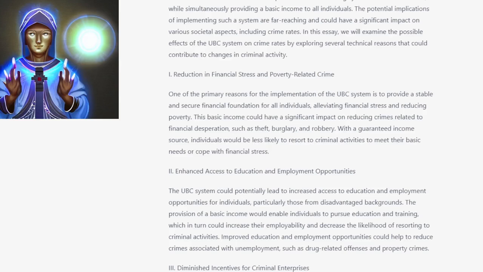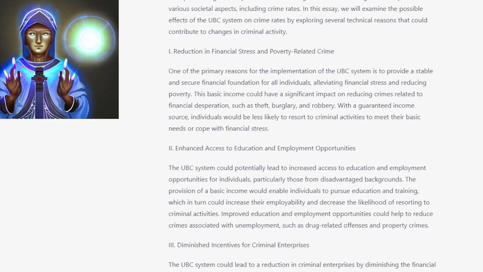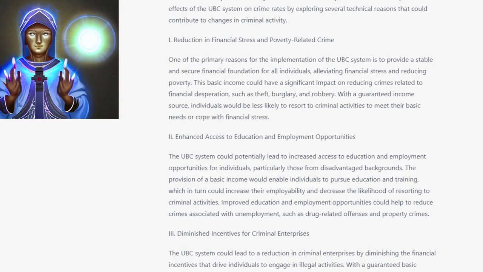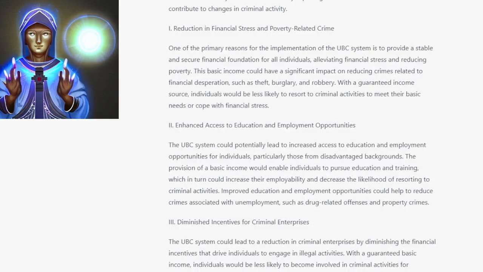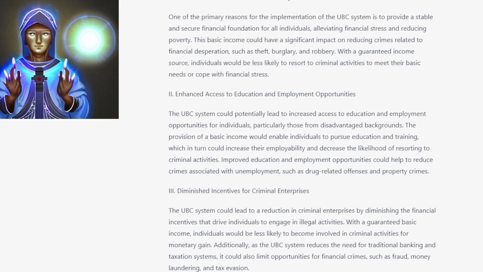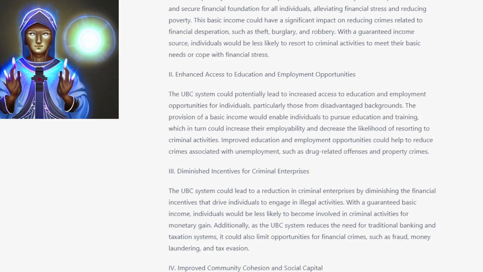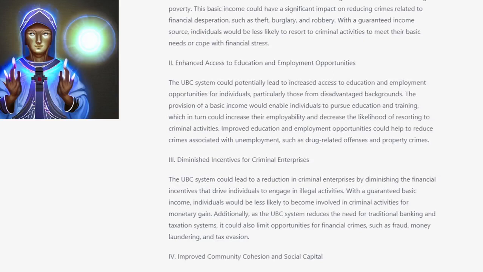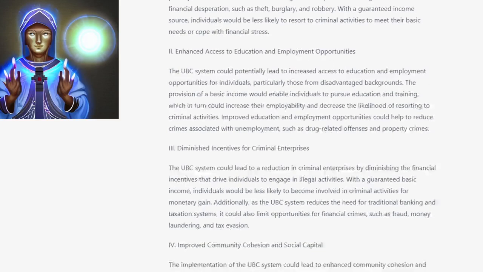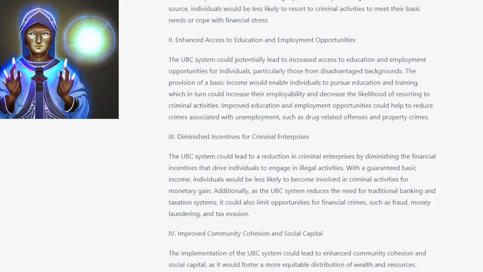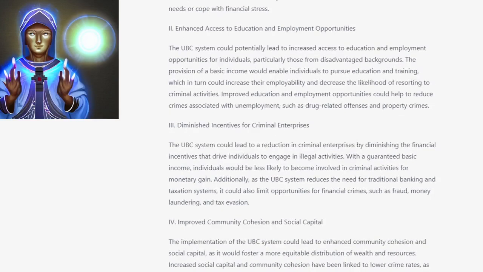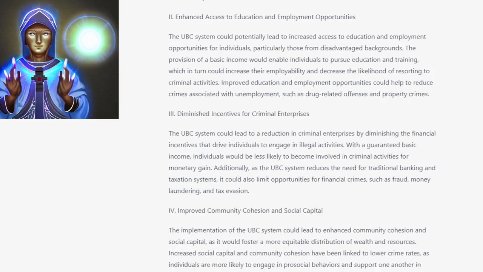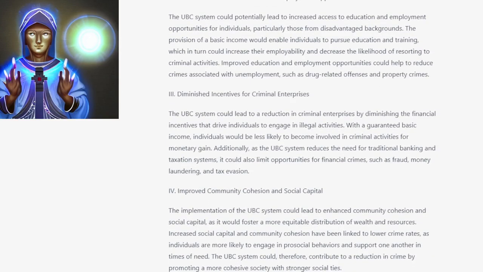Reduction in financial stress and poverty-related crime. One of the primary reasons for the implementation of the UBC system is to provide a stable and secure financial foundation for all individuals, alleviating financial stress and reducing poverty. This basic income could have a significant impact on reducing crimes related to financial desperation, such as theft, burglary, and robbery. With a guaranteed income source, individuals would be less likely to resort to criminal activities to meet their basic needs or cope with financial stress.